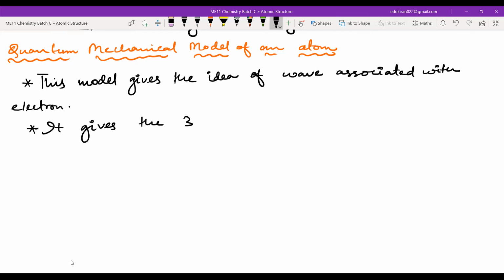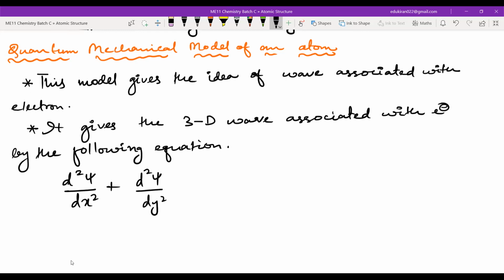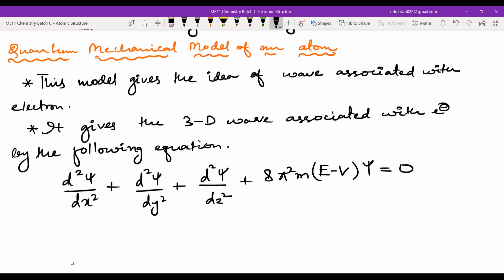It gives the 3D wave associated with electron by the following equation, which is a long equation. You don't have to worry. It's d square psi upon dx square plus d square psi upon dy square plus d square psi upon dz square plus 8 pi square m (E minus V) psi is equal to 0.